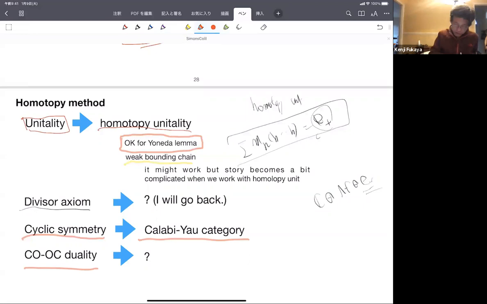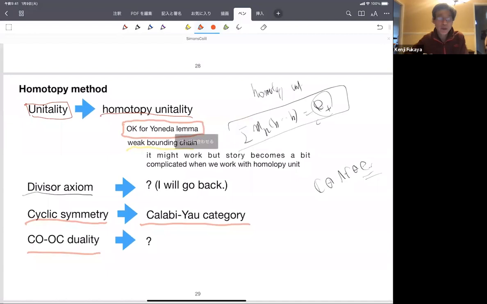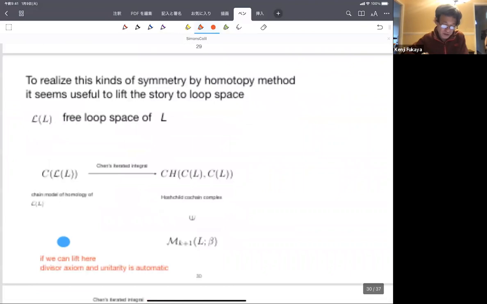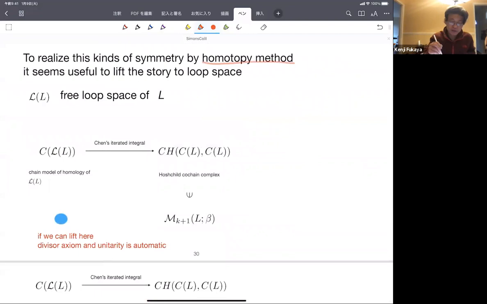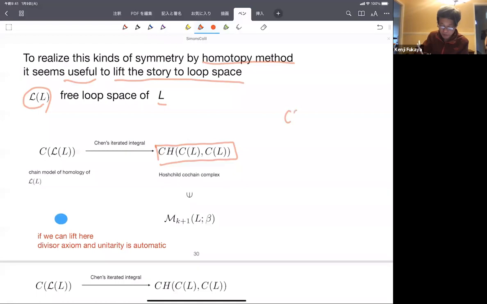Okay. So now this is about this symmetry. And I want to go back to this, in the case of the homotopy method. Something I can say is that probably in the homotopy method, it is useful to lift the story to the loop space. I'll explain why. If you consider the free loop space of L, it's just the maps from S1 to L. And you consider this Hochschild chain, where C of L is some chain model of homology. I don't want to specify that. And I want to use also a chain model of homology of the loop space. And from this chain model of the free loop space, to the Hochschild cohomology, there is some map.